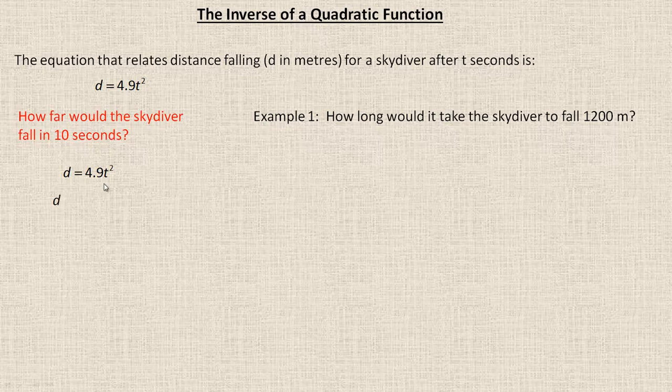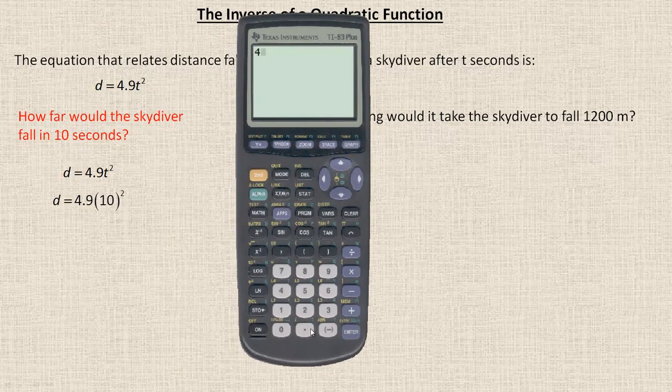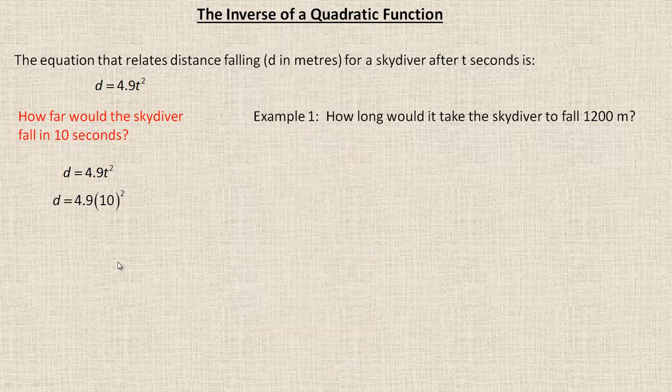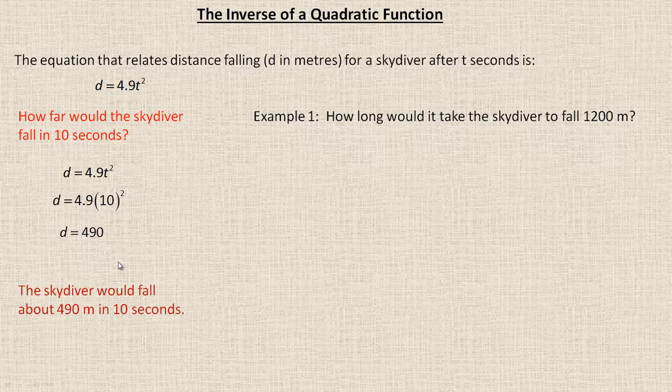So we would just substitute the 10 in place of the time, and we'd evaluate it like this. We would go 4.9 times 10 squared. And that's 100 times 4.9, which is 490. So we'll get 490 meters. So that's how far the skydiver will fall in 10 seconds, almost half a kilometer, 490 meters.